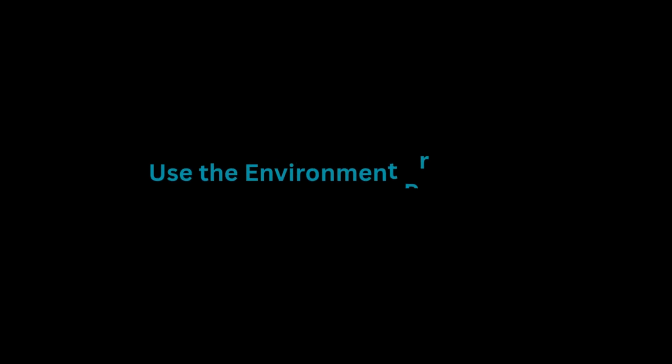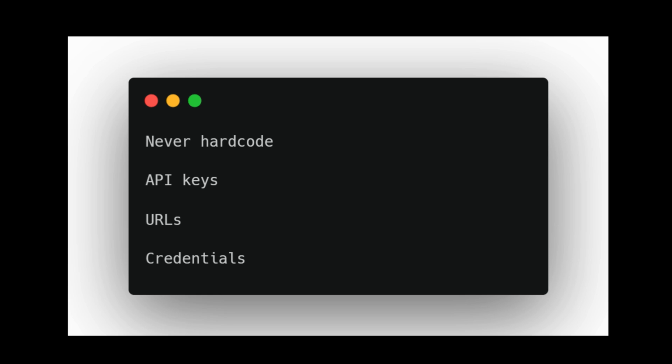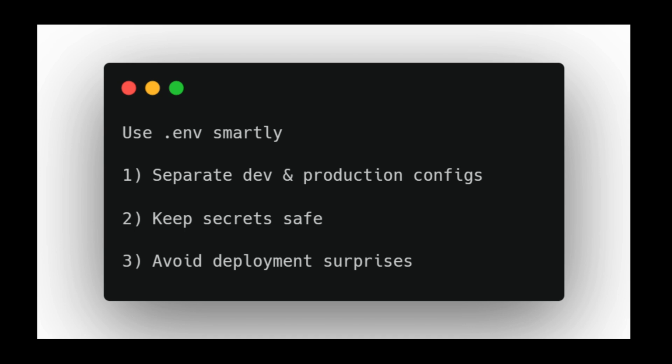And use the environment properly, like never hard code keys. API keys, URLs, and credentials should go in .env. Use .env smartly, like separate dev and production configurations. Keep secrets safe and avoid deployment surprises. So use env properly.